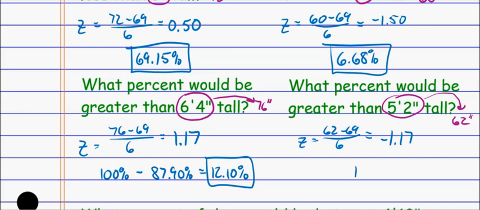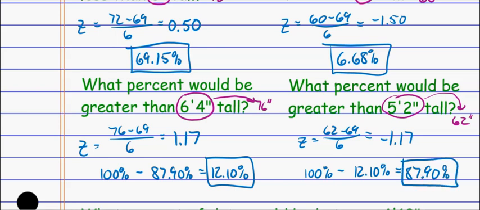The z-chart this time is going to give me a 12.10%. And again, that is the values below that data value. So if I want above that data value, I'm going to do 100% minus that value, which gives me an 87.90%.